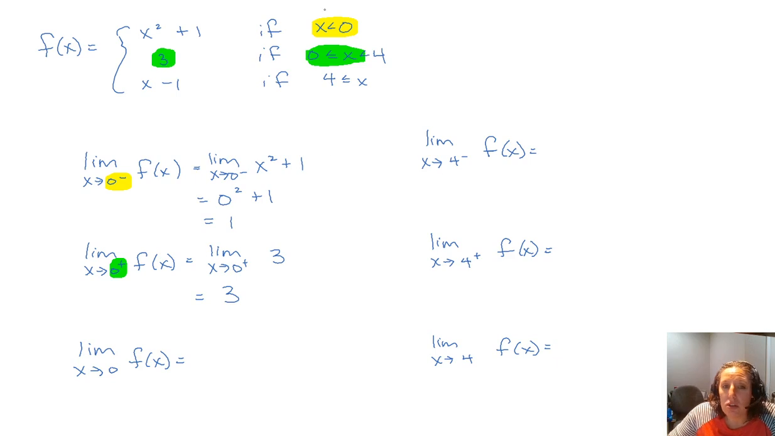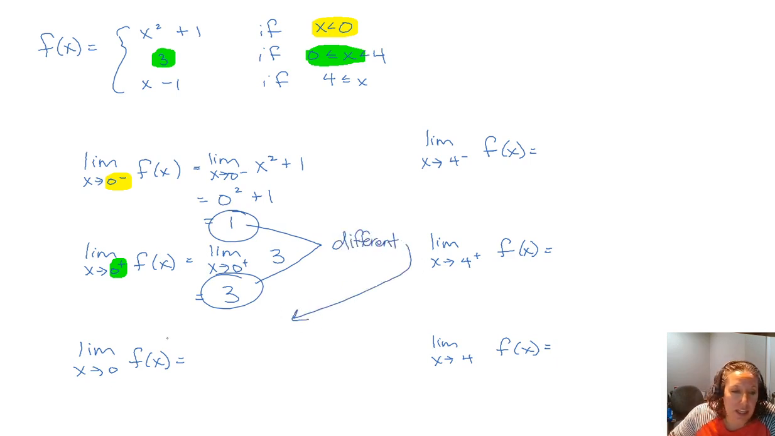Now, it doesn't matter where the equal to is, or even if there is an equal to piece here. What we're looking at are these two numbers right here. Since these two numbers are different, that means that the limit as x approaches 0 in general does not exist. So since 1 and 3 are not the same, the limit as x approaches 0 does not exist.